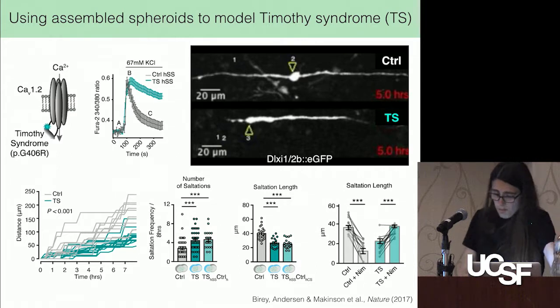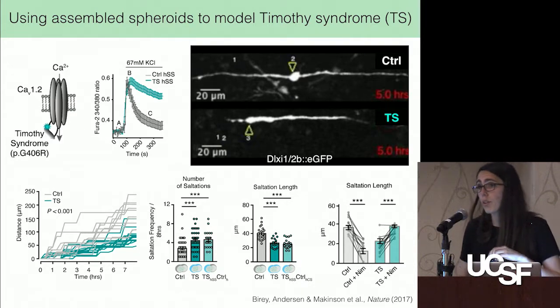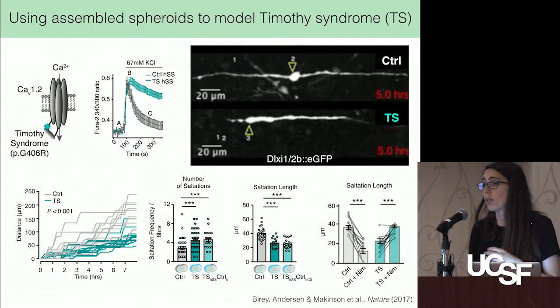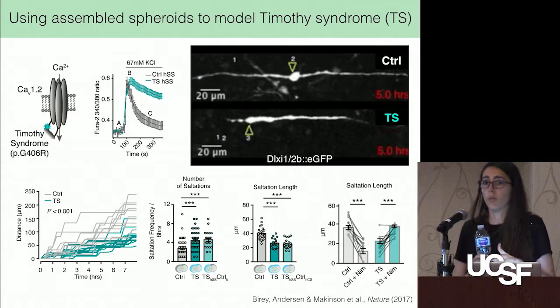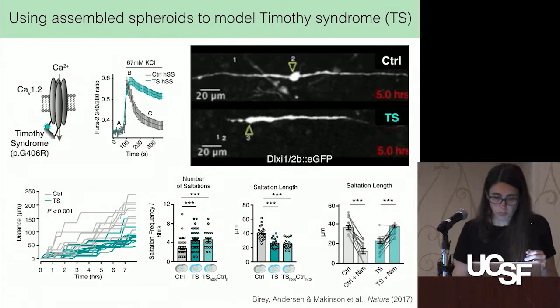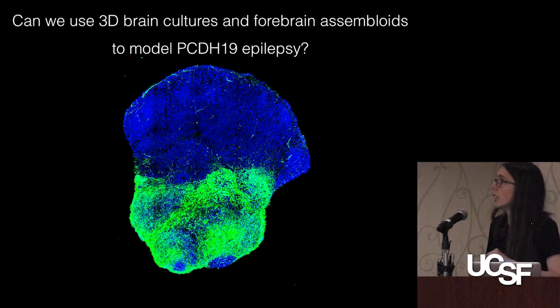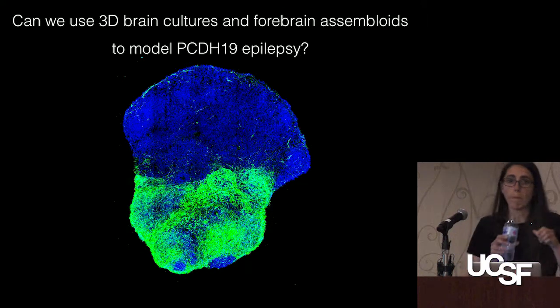So this is exciting, and it tells us that we can use the system to model disease, or at least to ask specific questions about some of these processes that are taking place during development. And so, of course, the next question we ask is, can we use these cultures and assembloids to model PCDH19 epilepsy?